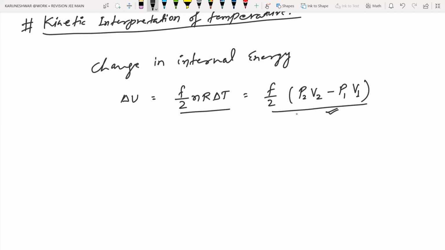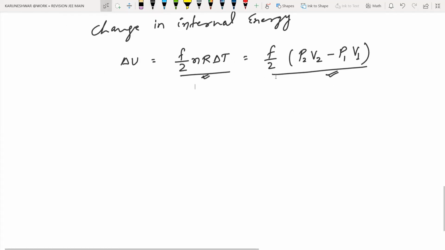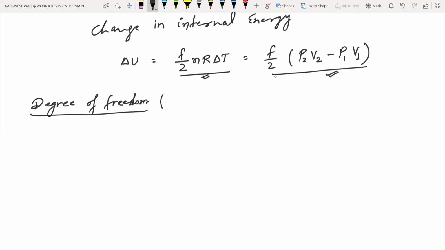This is in terms of pressure and volume, and this is in terms of number of moles and temperature. So here F I have written, that is degree of freedom. So you can have degree of freedom analysis here. Degree of freedom is what you can say.